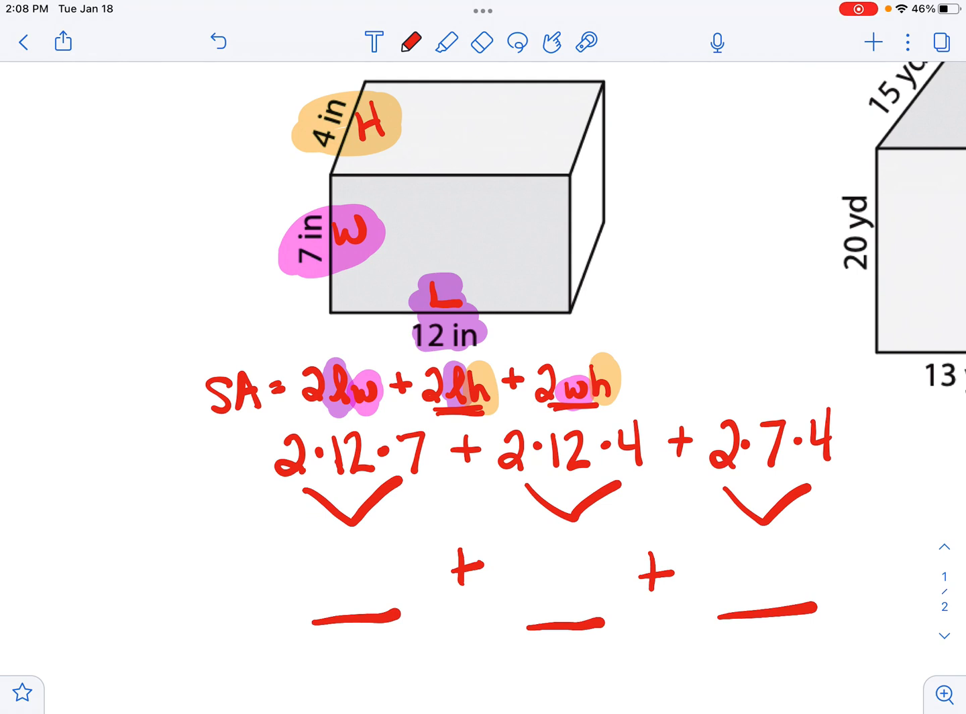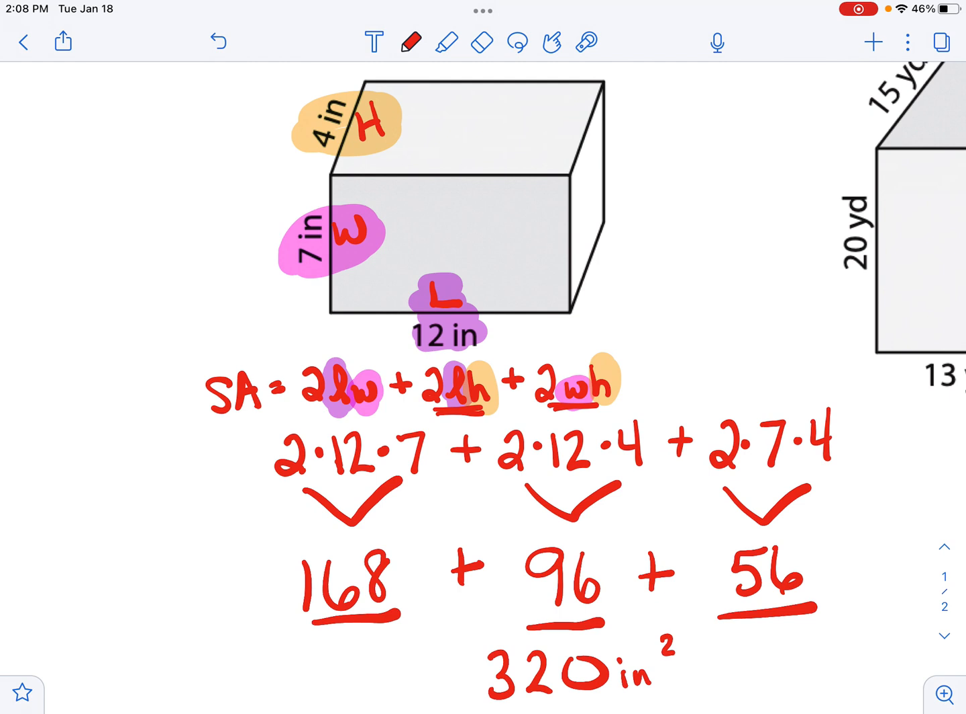So let me pull out my calculator. 2 times 12 times 7 gives me a product of 168. The next part, 2 times 12 times 4, is 96. And the last part, 2 times 7 times 4, is 56. And then I add all those together. 168 plus 96 plus 56 gives me 320. This is inches squared because it's surface area.